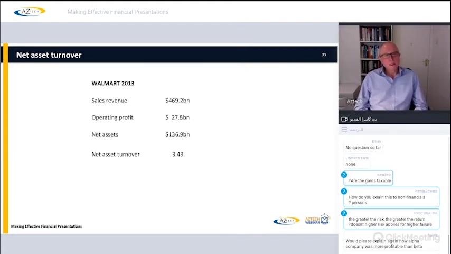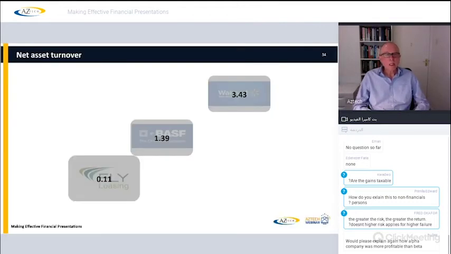So let's look at Walmart for 2013. Their sales revenues were 469 billion, just over. The investment in net assets was just under 137 billion. Net asset turnover is calculated by dividing the sales revenue by the net assets. So if we divide the 469 billion by the 137 billion, 136.9 billion, it gives us a net asset turnover figure of 3.43. The petrochemical company achieves a net asset turnover of 1.39. The leasing company achieves a net asset turnover figure of 0.11.